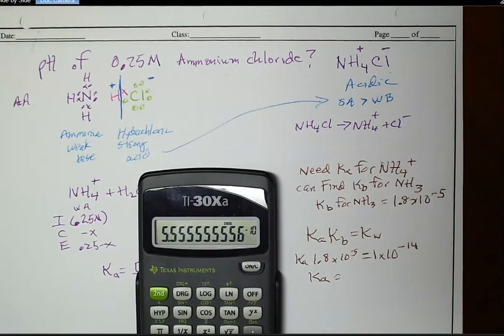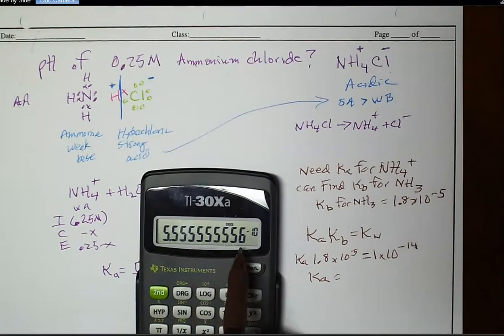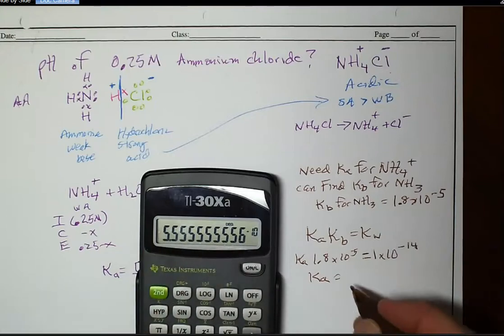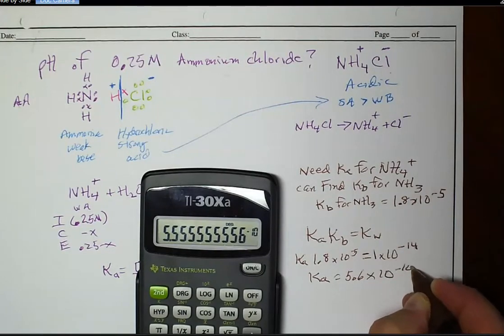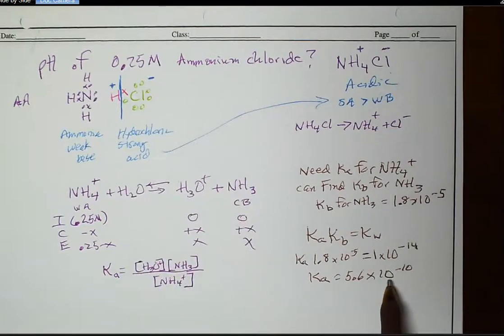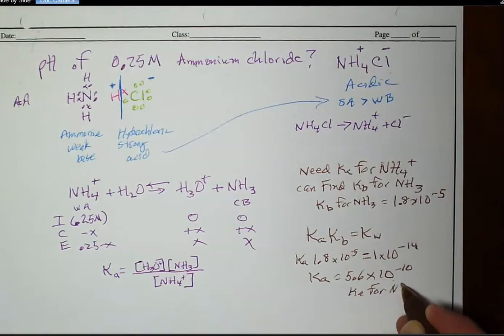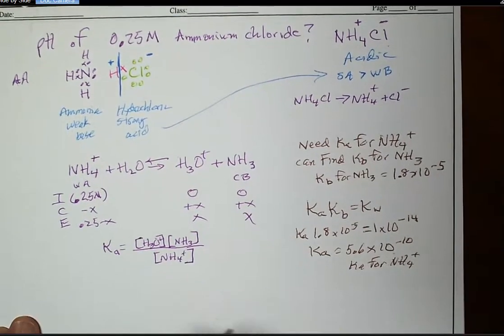So I'm just going to say 5.6. I'm going to round that up at that end, and it just rolls everything over. So 5.6 times 10 to the negative 10. So there's my Ka value for ammonium. Okay? Ka for ammonium.